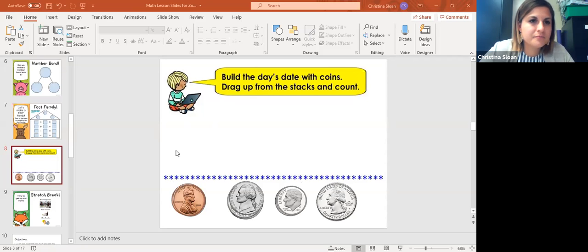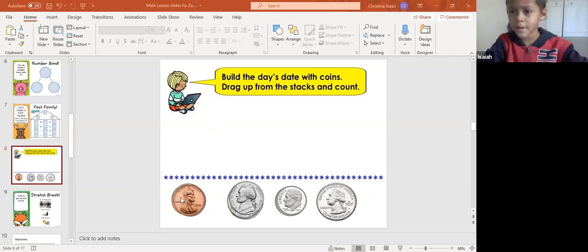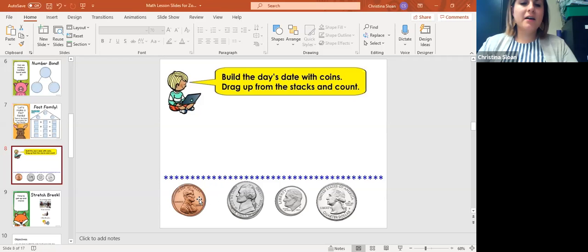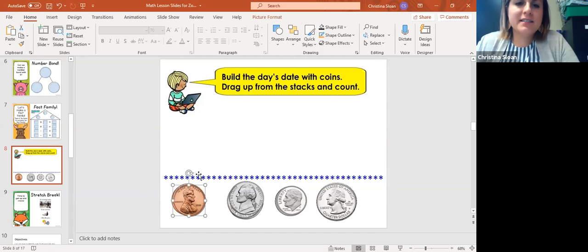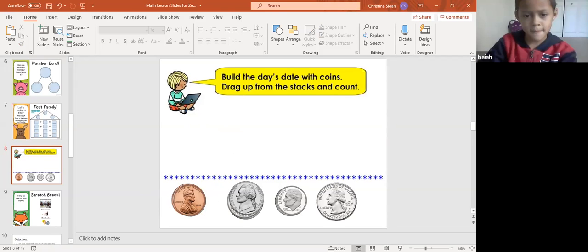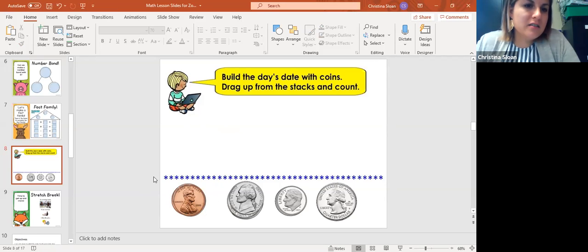How many pennies would we need to make 17 cents? Isaiah? 17 pennies. Very good. And how many cents is a penny worth? 1 cent. Very good. So we would need 17 pennies. Thank you, Isaiah.